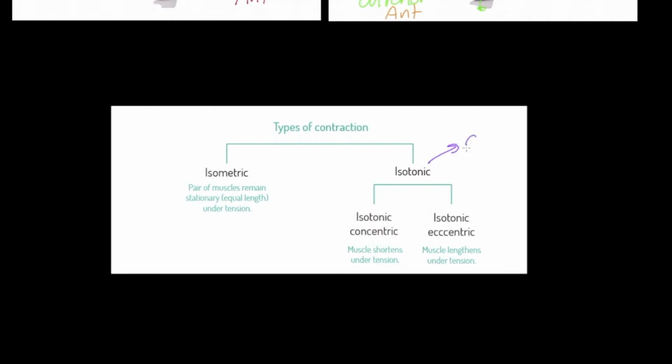Isotonic simply means changing length. Okay, and we'll come back to examples of this in a second. So isotonic simply means changing length, whereas isometric, literally, if we translate it, equal length, this means no change in length. That's all we're talking about with those terms. So get those terms nice and clear.